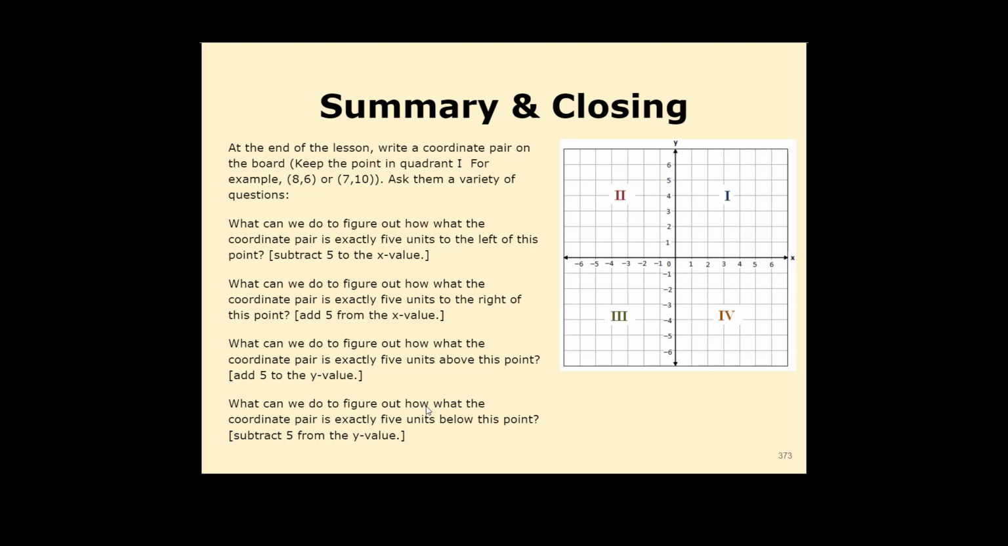It's the y value. And then finally, ask them, if I wanted to know what coordinate pair is exactly 5 units below this, what number would I go to? What would be that coordinate pair? Then hopefully they're going to subtract 5 from the 10. So they know how they can negotiate these changes in space, right? Just by looking at the point.